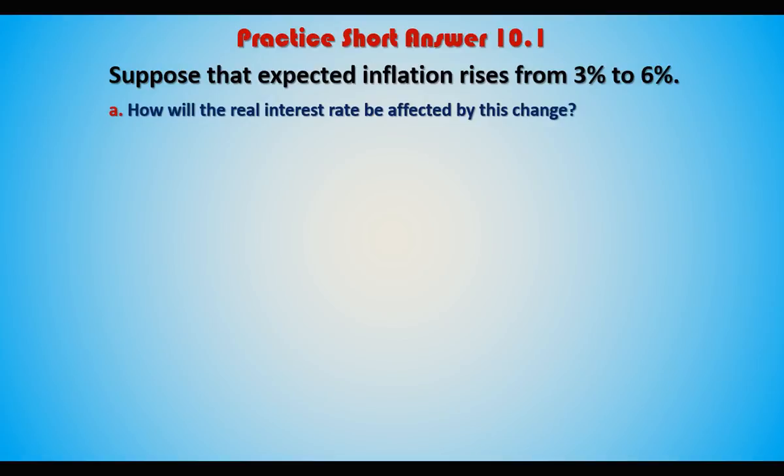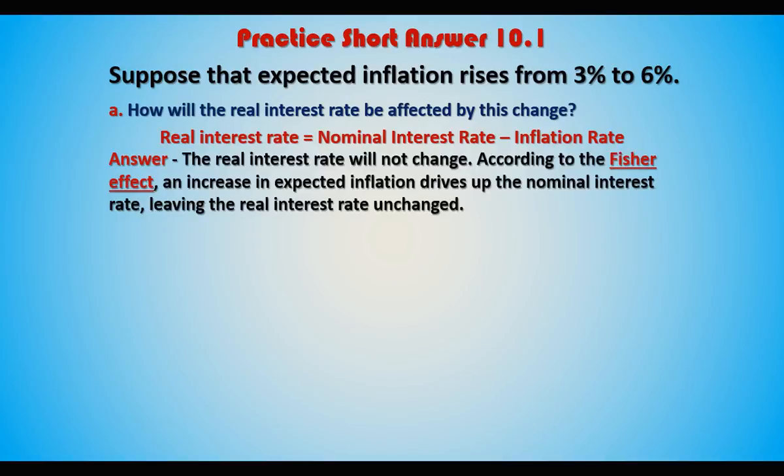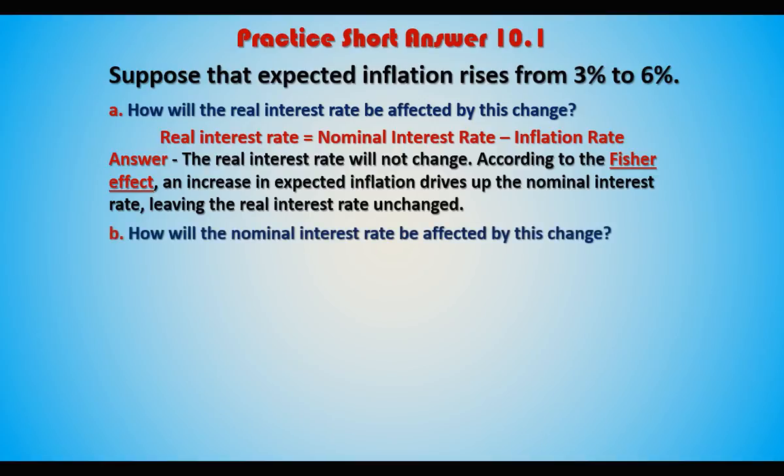Unchanged, exactly. Because the Fisher effect will tell us that the nominal interest rate will change to keep the real interest rate at the same level. So again, the real interest rate equals the nominal interest rate minus the inflation rate. So the answer is that the real rate will not change. According to the Fisher effect, an increase in the expected inflation drives up the nominal interest rate, leaving the real interest rate unchanged. How will the nominal interest rate be affected by this change?